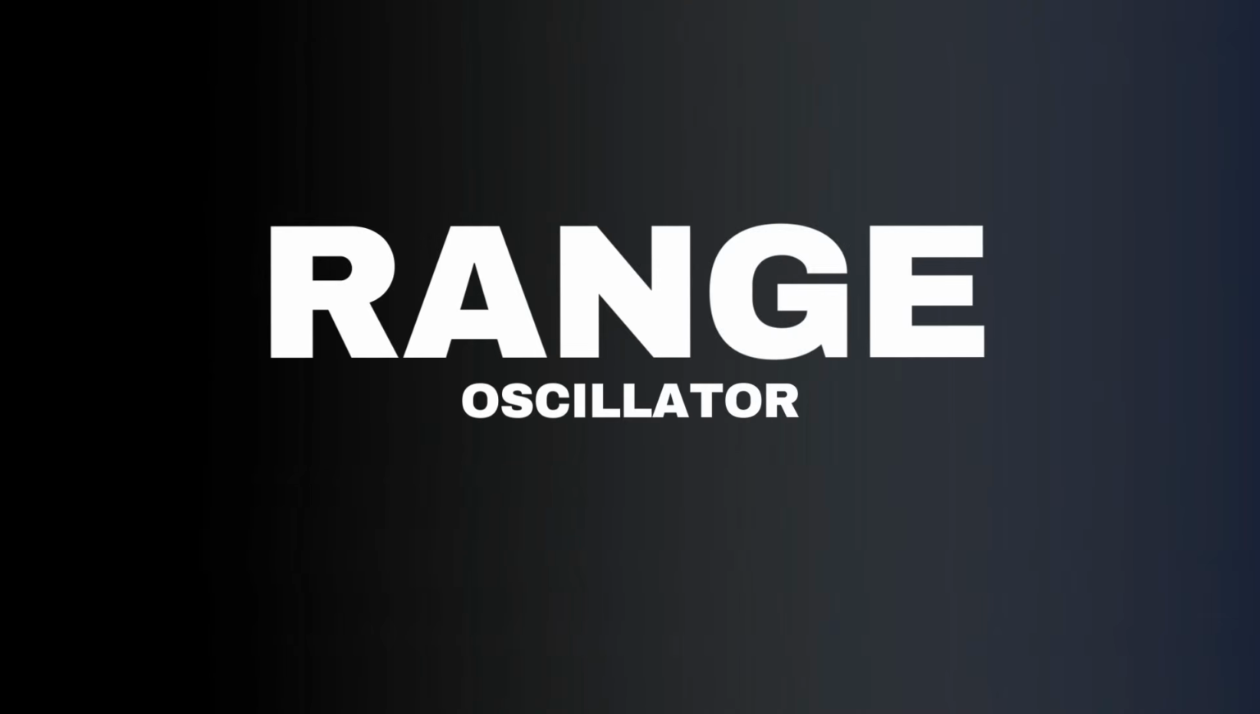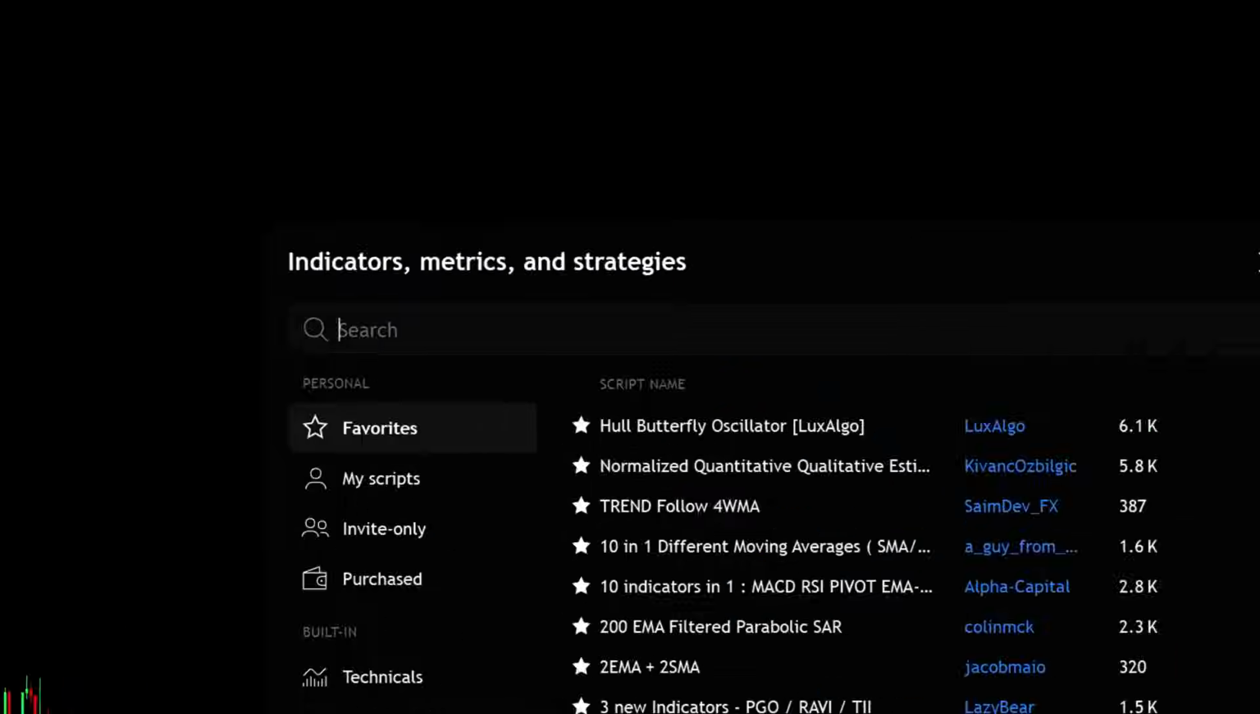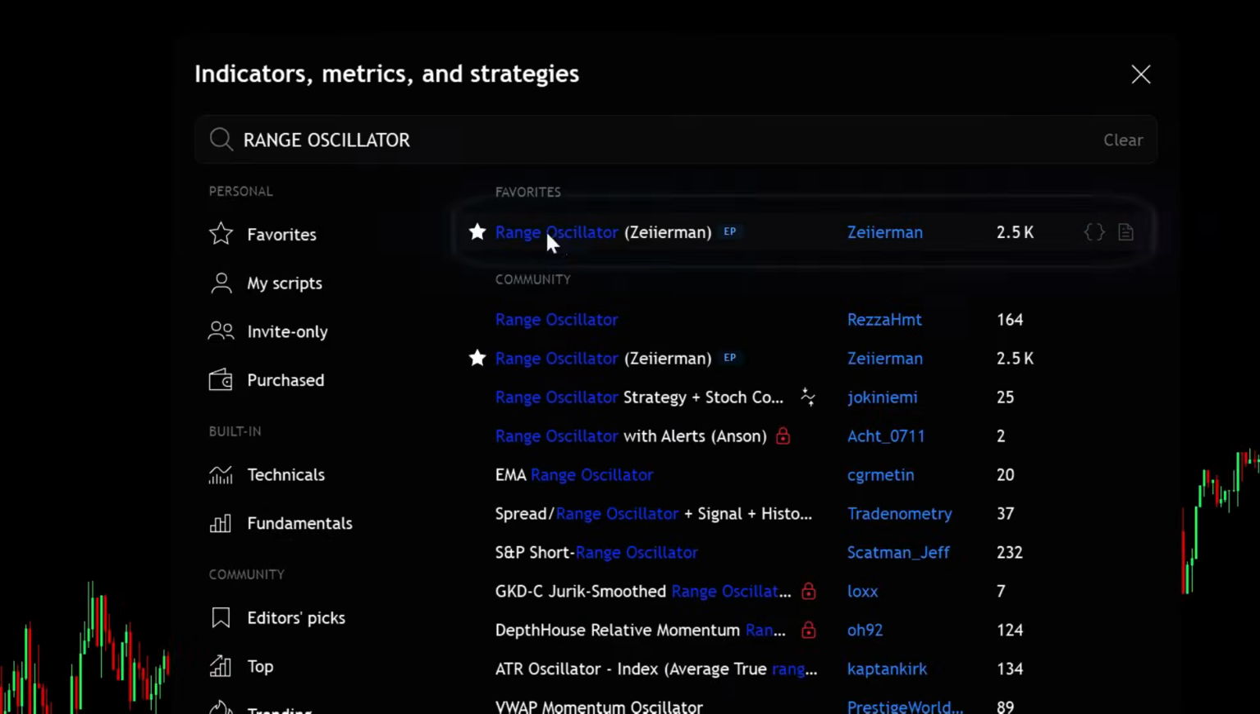The first step is adding the range oscillator to your chart. Don't worry, this only takes a second. Go to the indicators tab, search for range oscillator, and specifically click on this one created by Zierman.